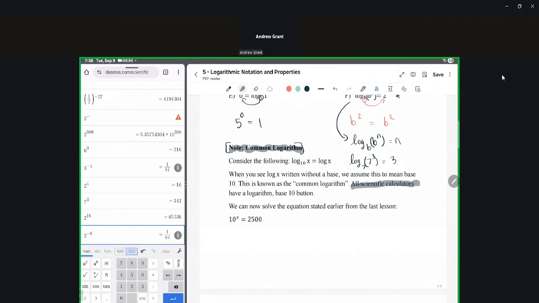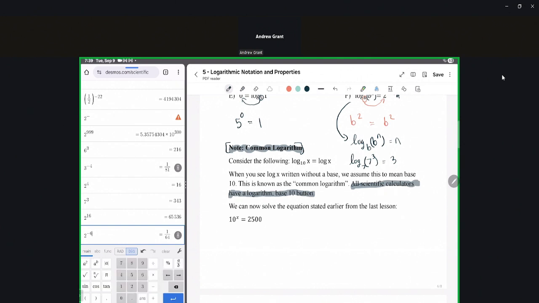All scientific calculators have a logarithm base 10 button. Some calculators are quite helpful in that they let you compute a log with whatever base you need. Say you want to evaluate log base 7 of 50, there are calculators that can do this. However, not every calculator can do that, but all calculators do have a log base 10 button. If you have a look at this Desmos one here, I only have a log button. There are different buttons that let you choose whatever base you need instead.